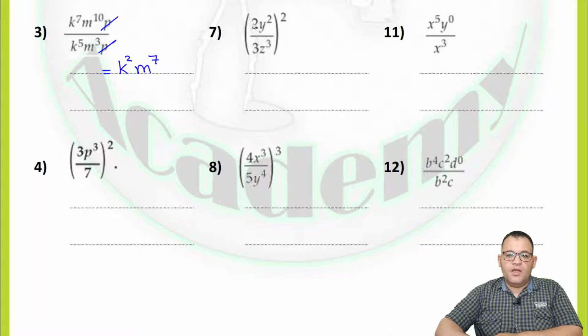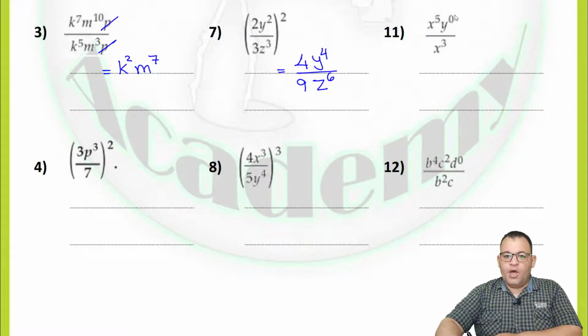Number 7. 2y to the power 2 over 3z to the power 3, all to the power 2. 2 to the power 2 equals 4. y to the power 2 to the power 2 equals y to the power 4. 3 to the power 2 equals 9. z to the power 3 to the power 2 equals z to the power 6.